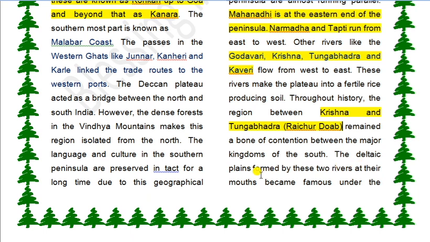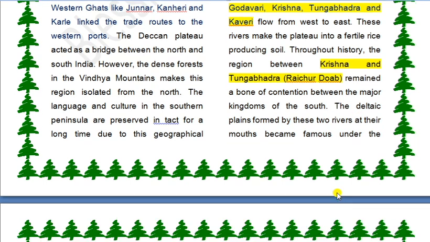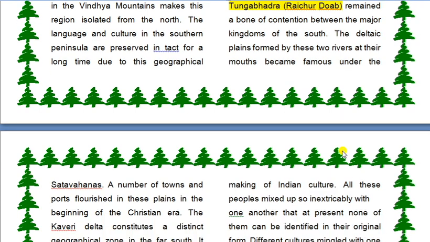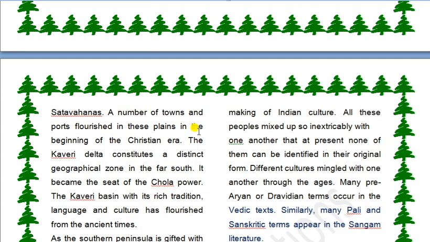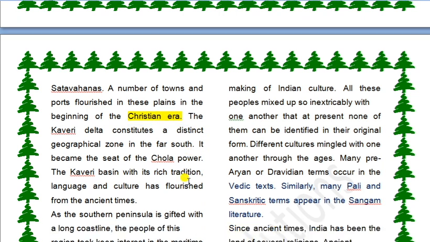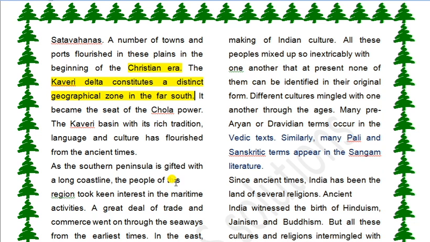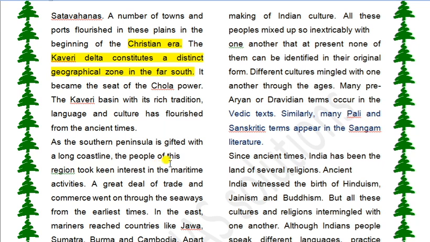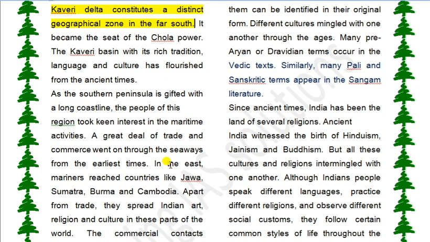The deltaic plains formed by these two rivers at their mouths became famous under the Satavahanas. A number of towns and ports flourished in these plains in the beginning of the Christian era, and the Kaveri Delta constitutes a distinct geographical zone in the far south. It became the seat of the Chola power. The Kaveri basin, with a rich tradition, language and culture, has flourished from ancient times.